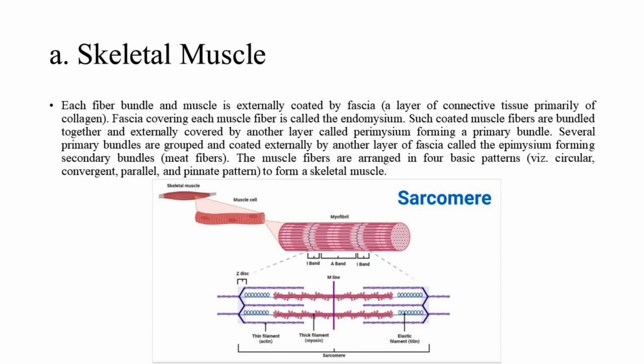Such coated muscle fibers are bundled together and externally covered by another layer called perimysium, forming a primary bundle. Several primary bundles are grouped and coated externally by another layer of fascia called the epimysium, forming secondary bundles, meat fibers. The muscle fibers are arranged in four basic patterns, viz. circular, convergent, parallel, and pinnate pattern, to form a skeletal muscle.